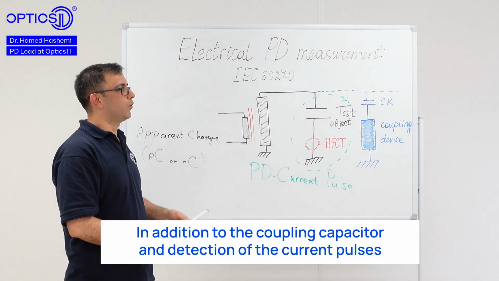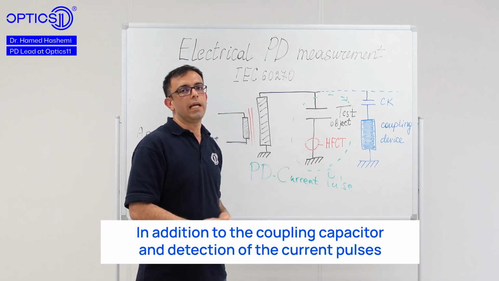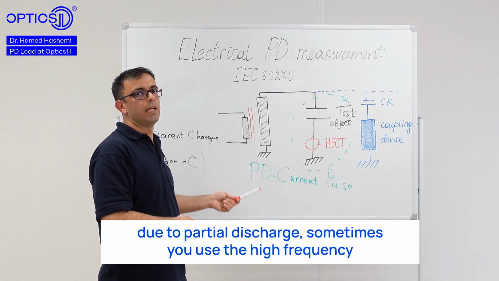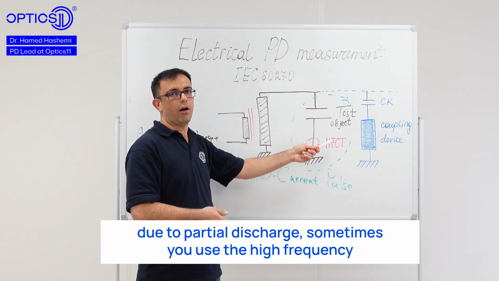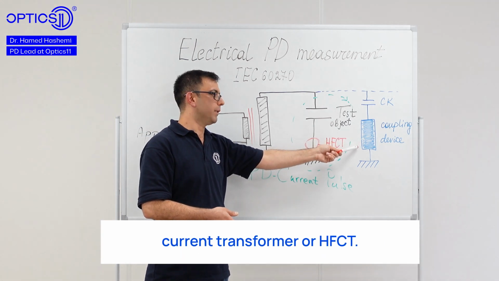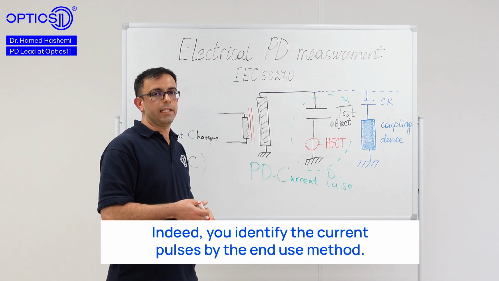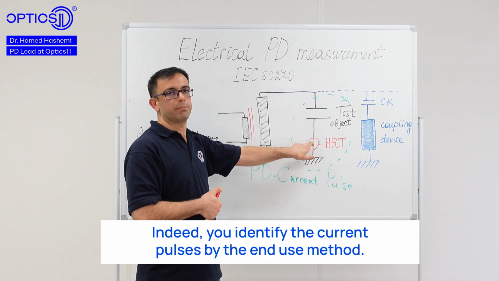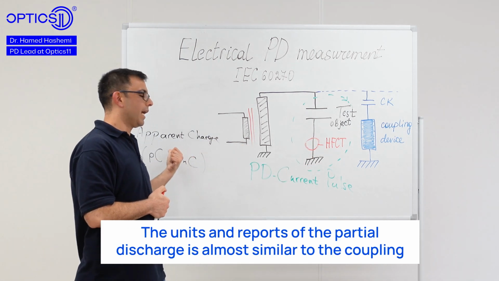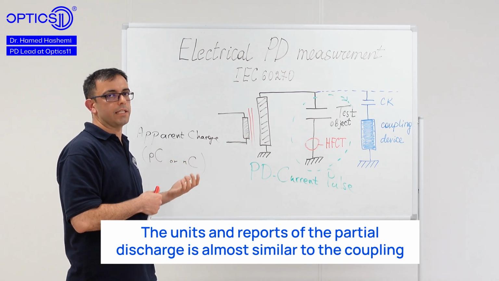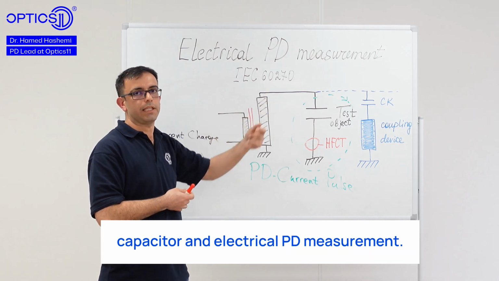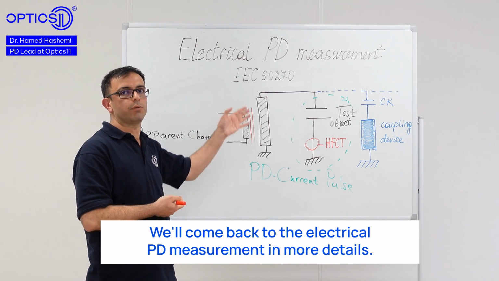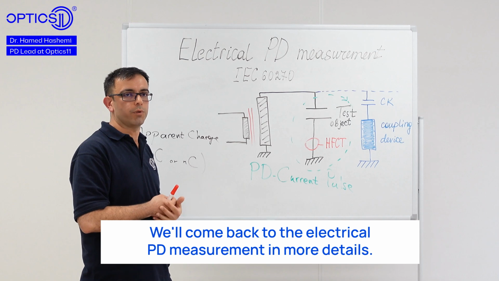In addition to the coupling capacitor and detection of the current pulses due to partial discharge, sometimes you use the high frequency current transformer, or HFCT. Indeed, you identify the current pulses by the induced method. The units and reports of the partial discharge are almost similar to the coupling capacitor and electrical PD measurement. We come back to the electrical PD measurement in more detail.